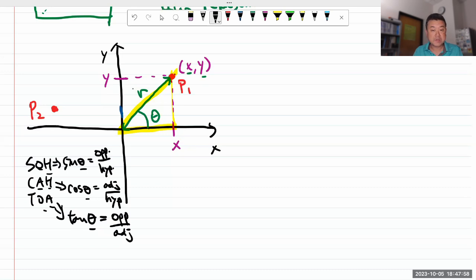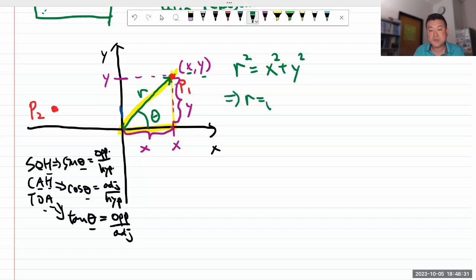So by knowing my Cartesian coordinates, I know the two legs. I know this is x. I know this is y. So I can use the Pythagorean theorem to get the hypotenuse. r squared is equal to x squared plus y squared. Or if I want r, which is a positive quantity, then r is the square root of x squared plus y squared.